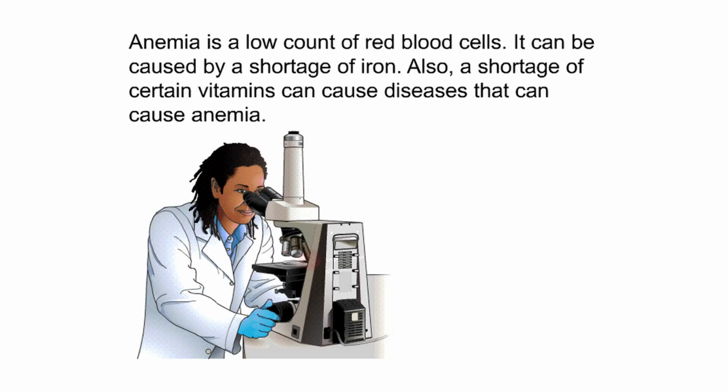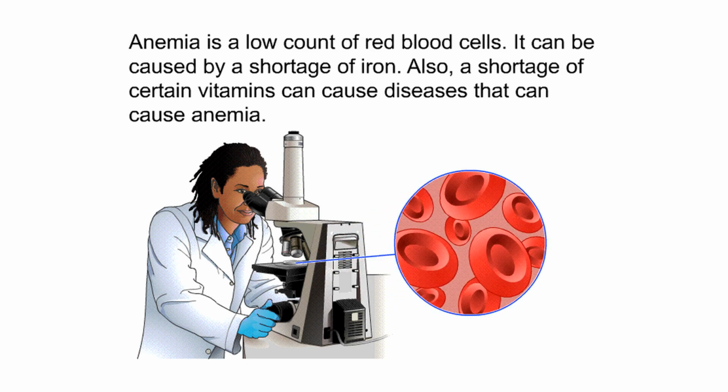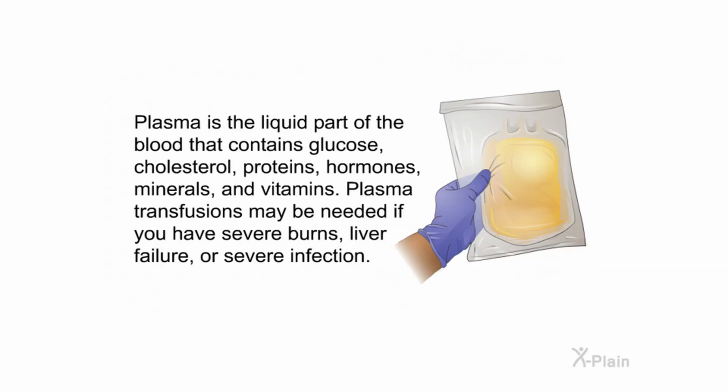Anemia is a low count of red blood cells. It can be caused by a shortage of iron. Also, a shortage of certain vitamins can cause diseases that can cause anemia. Platelets are the part of the blood that helps blood clot and helps you stop bleeding. In some diseases, the body does not make enough platelets. You may need a platelet transfusion if you have certain diseases or trouble with clotting. Plasma is the liquid part of the blood that contains glucose, cholesterol, proteins, hormones, minerals, and vitamins. Plasma transfusions may be needed if you have severe burns, liver failure, or severe infection.